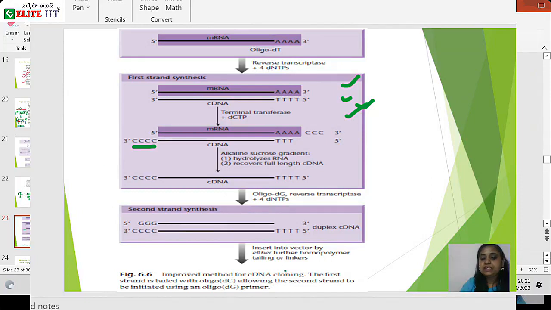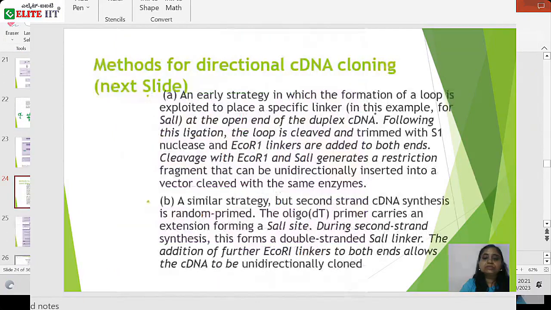Okay, now insert into vector. Finally, this double-stranded DNA you just insert into the vector. Okay, achha.